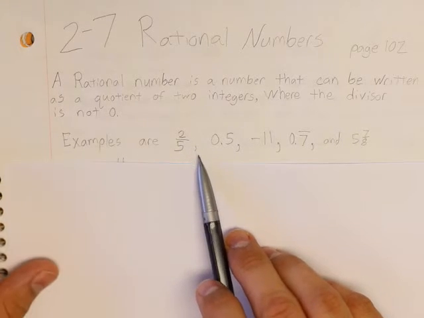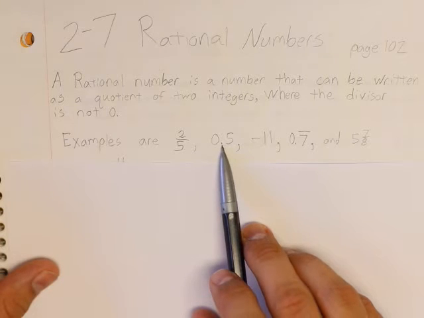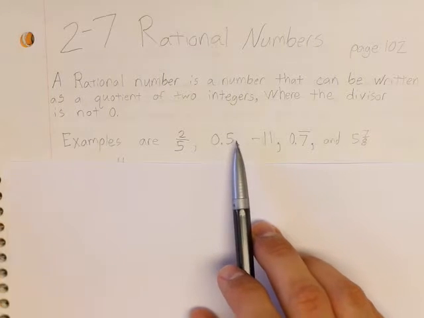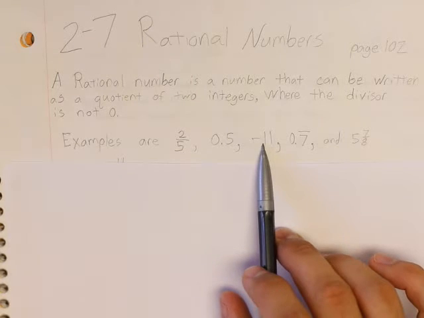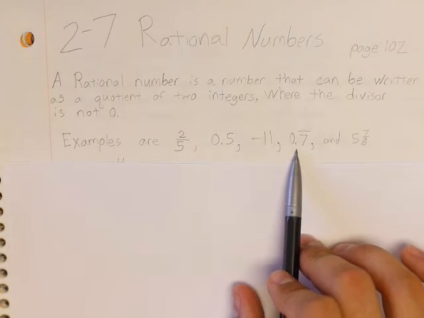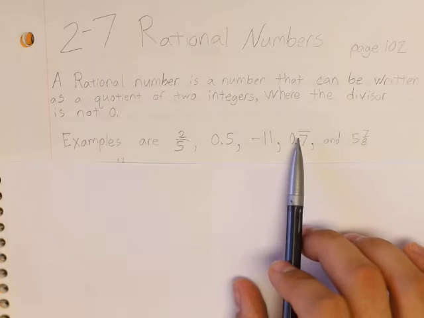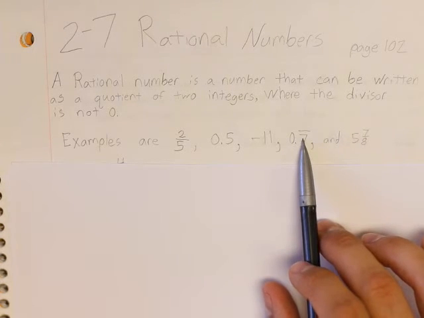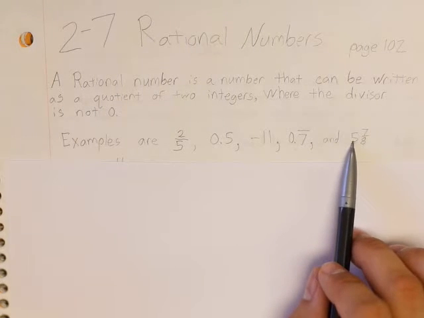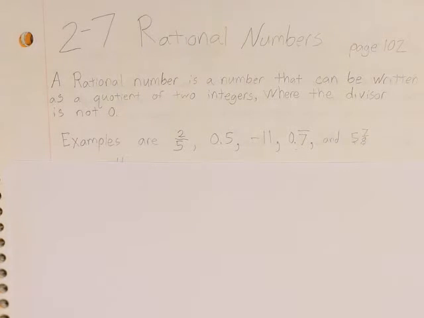2/5, a fraction. A terminating decimal that ends, like 0.5. Negative numbers, like -11. Repeating decimals, like 0.7 repeating. Remember, that's what this bar means above it, that the 7 repeats. And mixed numbers like 5 and 7/8. All of these are rational numbers because there is a way to write them as fractions.